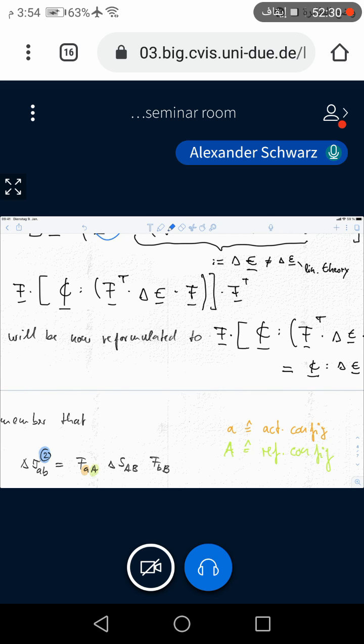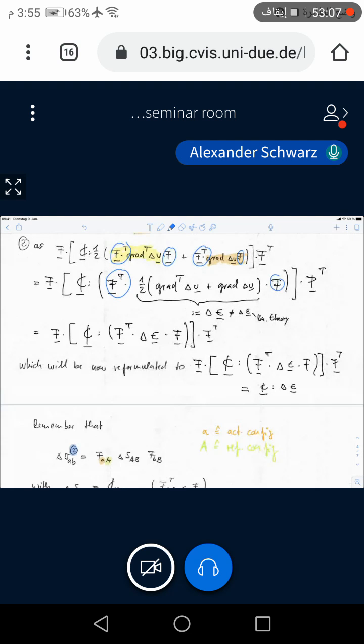Here I have F_aA. That means it's not the same, it's like F_ij, there are two different indices. Yes, both of them have an A as name, but of course this is different. Okay, I have F_aA, then delta S_AB, the second PK stress in the reference configuration, large AB, and then I close with S transposed, that means I have a small b and then a large B. You know this from last time. In F transposed, the second index is the index which is connected.